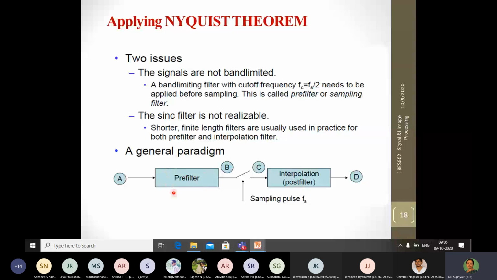Preferably, we would like to go for an FIR-based pre-filter, a low-pass filter, or even here, the interpolation filter is generally implemented using the FIR concept only. That is because if we go in for IIR or any other method, the filter tends to go to infinity, and as a result, it may not be easily realizable.